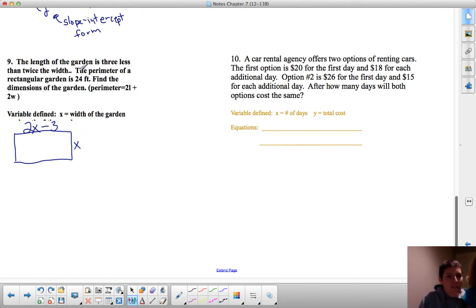And it says that the perimeter is 24 feet. But we're allowed to use 2 variables, aren't we? All right, so we've got a picture, and we've got some words here.